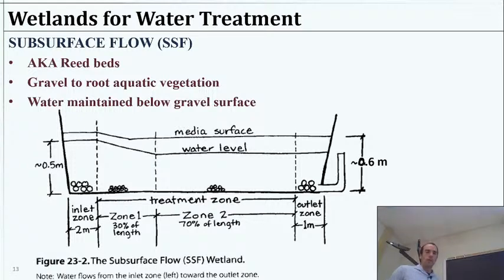Okay, so a subsurface flow. These are sometimes also called reed beds, and I've got photos from one that I got a chance to tour in France a few years ago. So we'll take a look at some of that. These are typically, you essentially use something like gravel and allow the roots to grow down into that, and then you're flowing essentially under the surface the whole time.